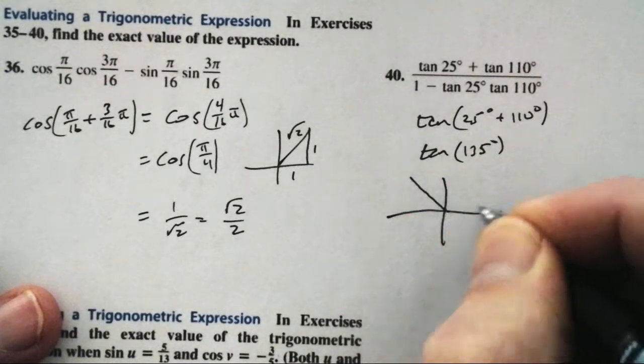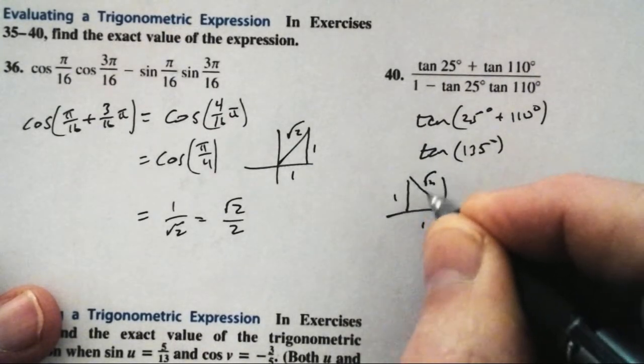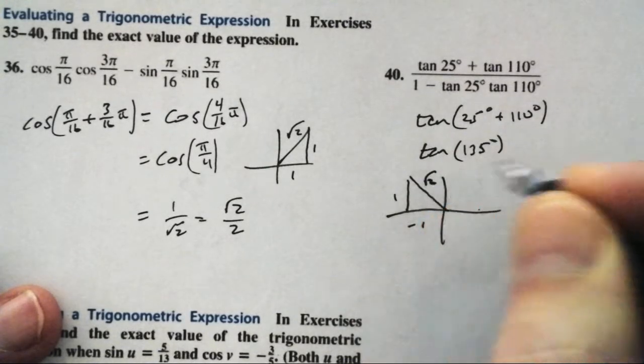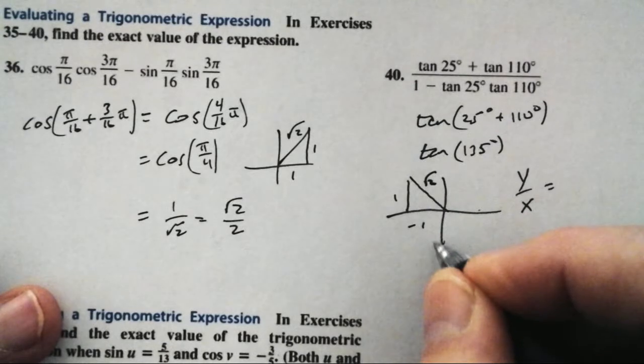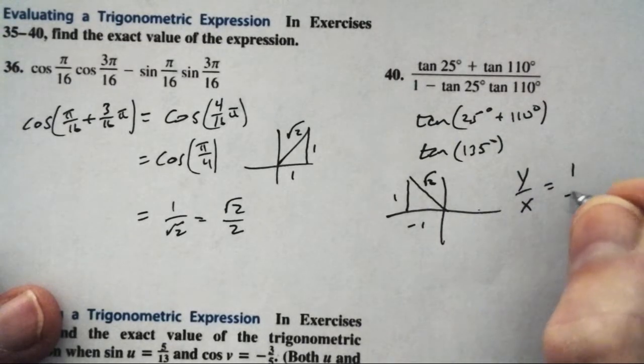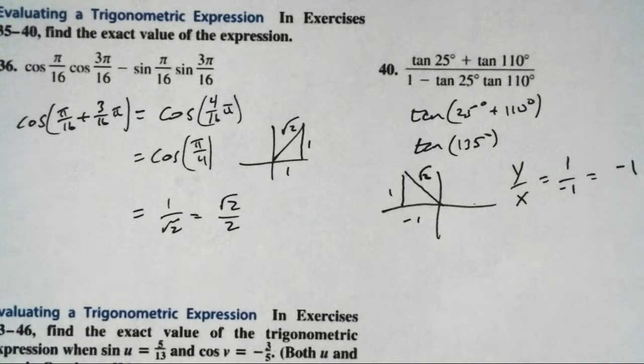135 is 90 and 45 more. That's a 1, square root of 2, but that's to the left. And tangent is y on x, and y on x is 1 on negative 1. Okay.